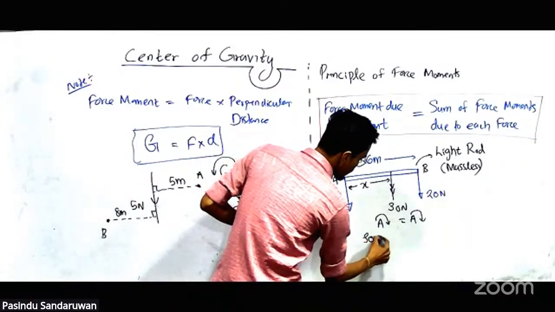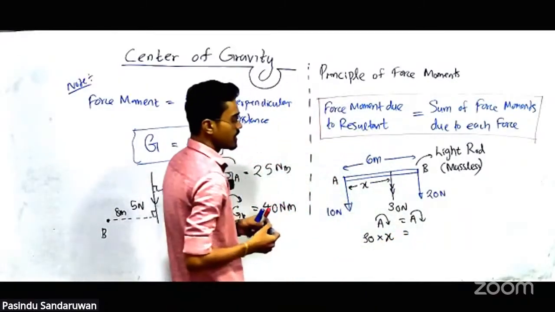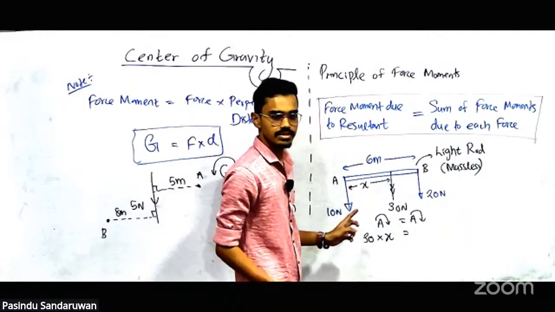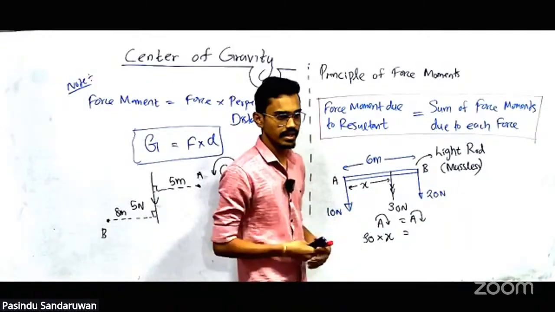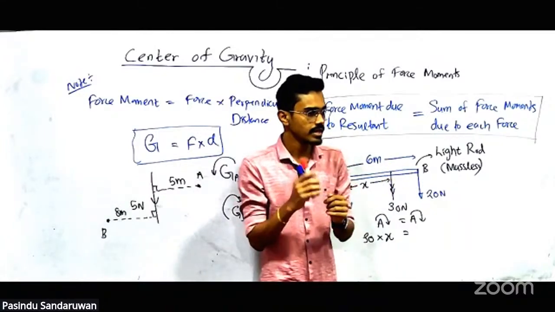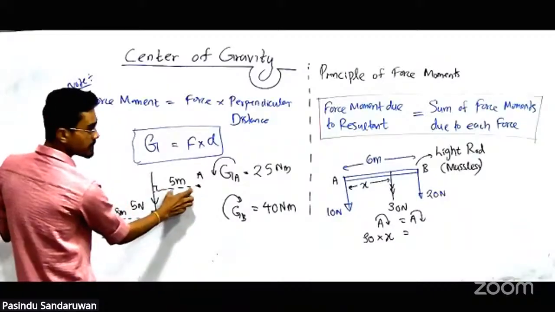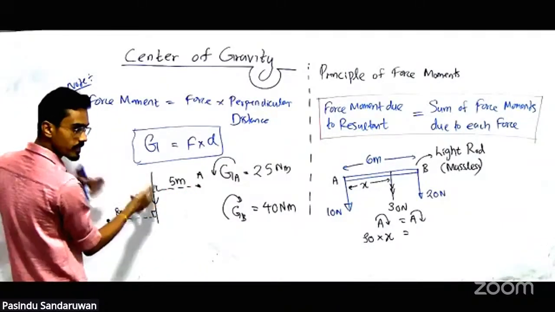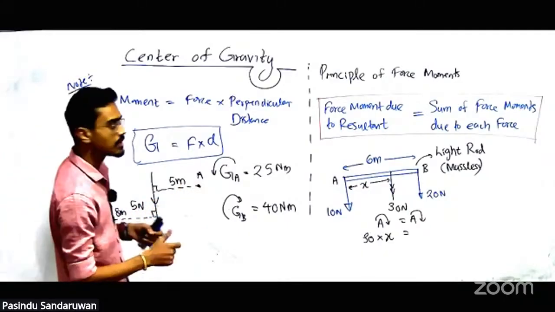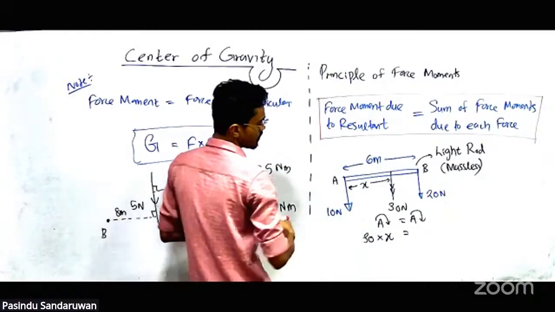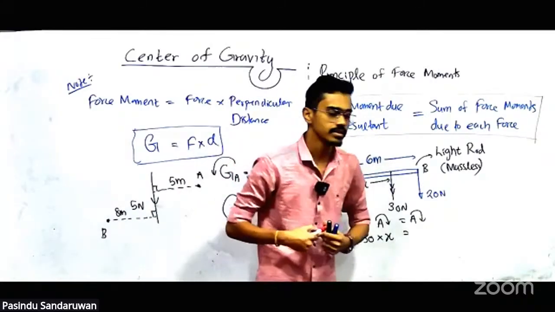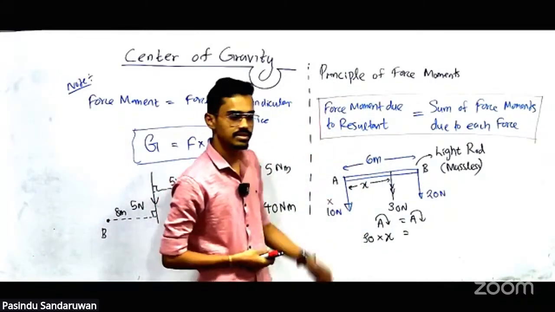30 times x. And when we consider force moments about point A, 10 newtons is neglected because it goes through point A. There is no perpendicular distance between the 10 newtons and the considered point. If the point is on the line itself, there is no perpendicular distance, so the force moment becomes 0. Therefore, if any force goes through the considered point, there is no contribution to the force moment from such forces. Therefore, 10 newtons is neglected.